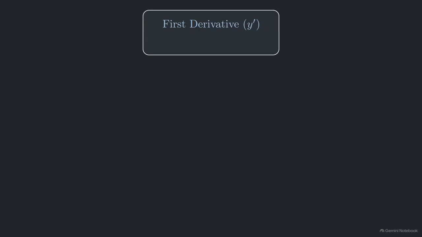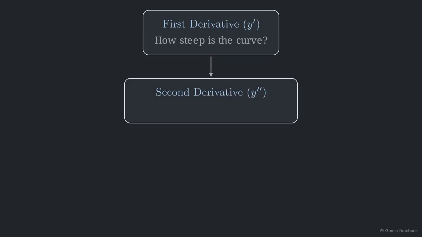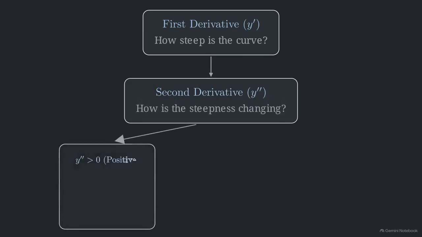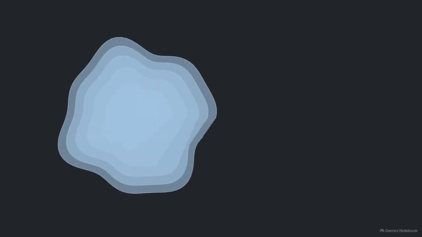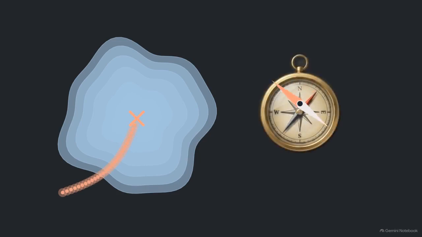Here is your core logic matrix. The first derivative, y prime, answers a single question: how steep is the curve at this moment? The second derivative, y double prime, answers the follow-up: how is that steepness changing? If the second derivative is positive, the curve smiles upward into a minimum. If it is negative, it frowns downward into a maximum. The first derivative is the map you use to locate a turning point. The second derivative is the compass you check to verify if you have found a valley or reached the peak.